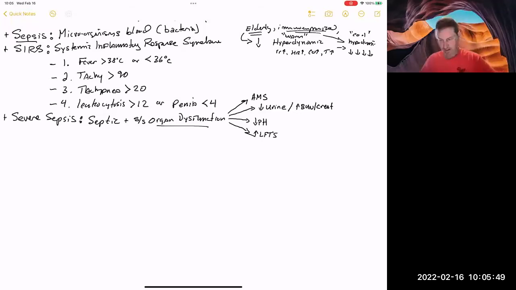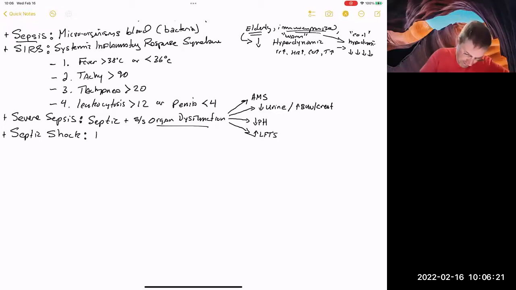And then the other thing that I want to mention, well, one of the other things is something called septic shock. Septic shock. So a lot of people confuse sepsis and septic shock. These are not the same thing. You've got sepsis, you've got severe sepsis, you've got septic shock. And typically, somebody with severe sepsis or septic shock will also be in SIRS. Right?